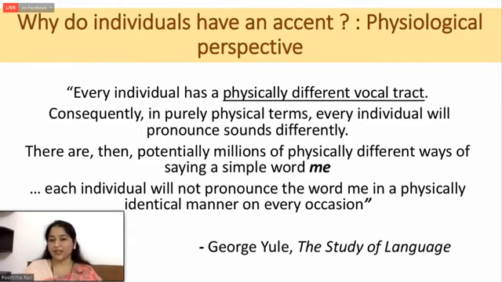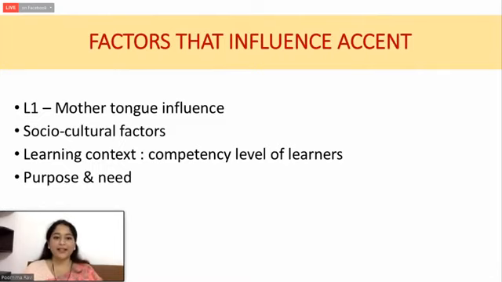So, what are the factors? One is mother tongue influence. Now, this mother tongue influence is something that we need to look at closely because we need to try to minimize it. There are socio-cultural factors as well. If you're living in a city or a village, your whole exposure to the language is different. Your learning context also matters. If you're learning English for the first time, you would have a different accent. And the more you practice it, you'll have a different accent altogether.